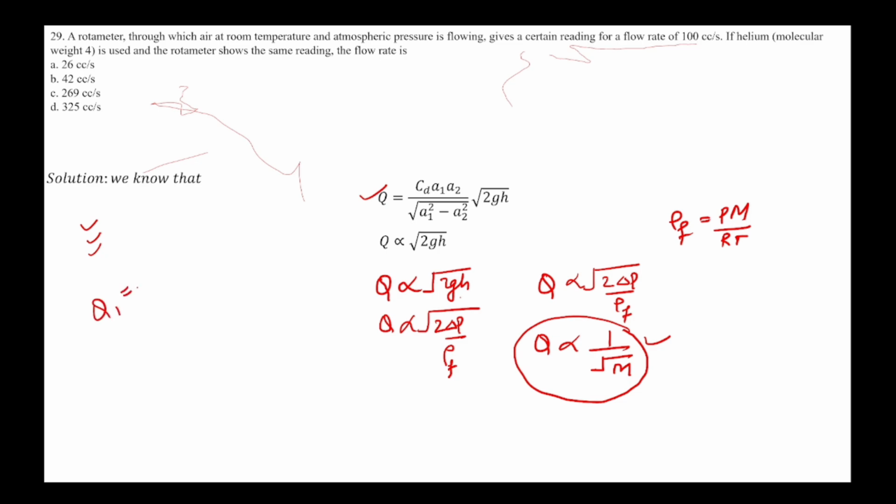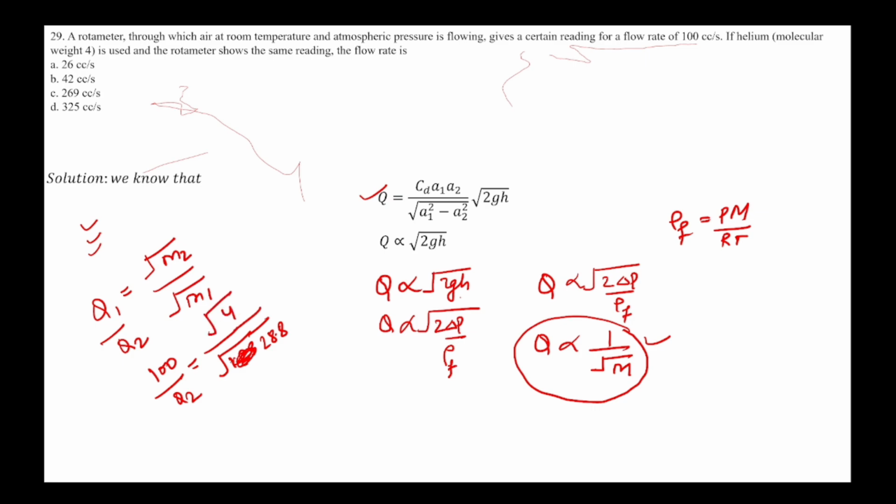So Q1 upon Q2 is equal to root M2 upon root M1. Okay, so Q1 we have 100, Q2 we have to find. So M1 is 1.23, molecular weight of air is 28.8 and M2 is 4. So Q2 is equal to 100 root 28.8 divided by root 4. So the answer will be 269 cc per second.